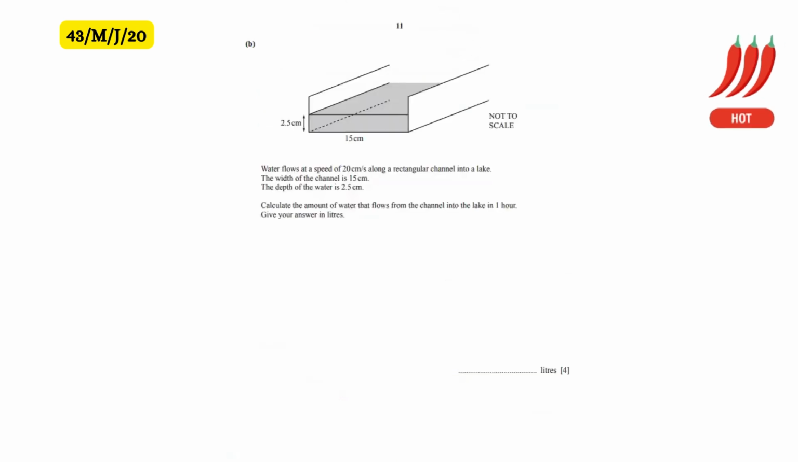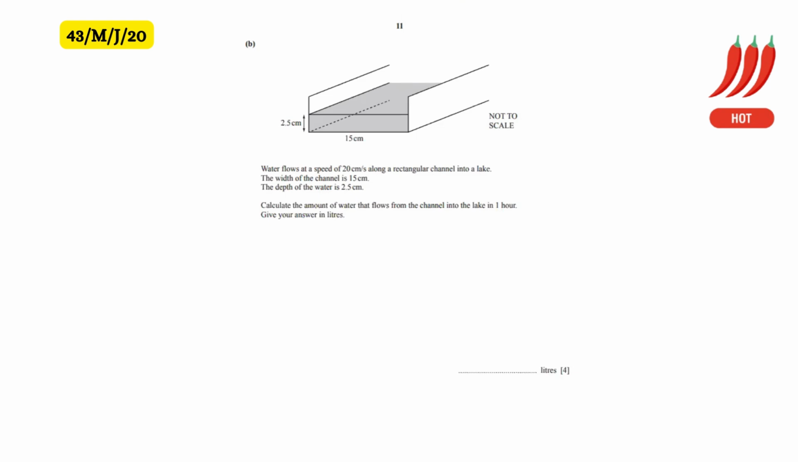Then it says water flows at a speed of 20 centimeters per second along a rectangular channel into a lake. The width of the channel is 15 centimeters. The depth of the water is 2.5 centimeters. Calculate the amount of water that flows from the channel into the lake in 1 hour, giving your answer in liters.